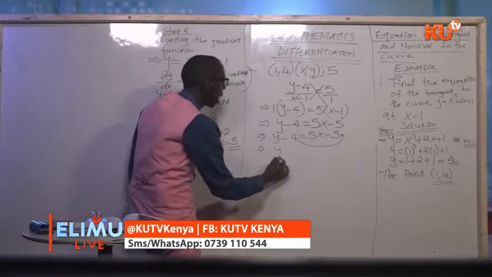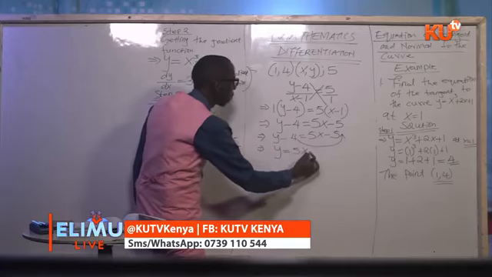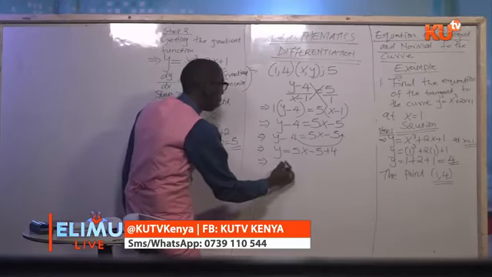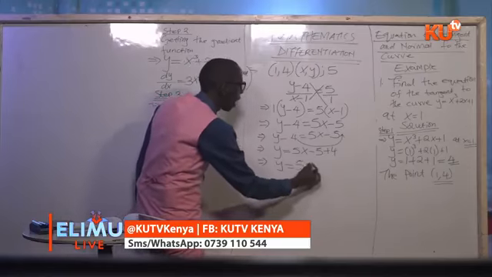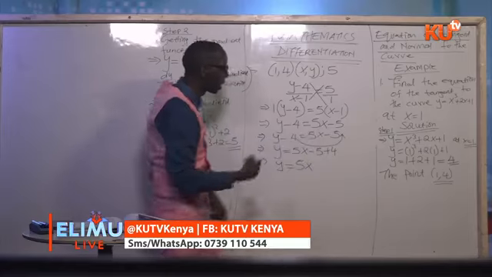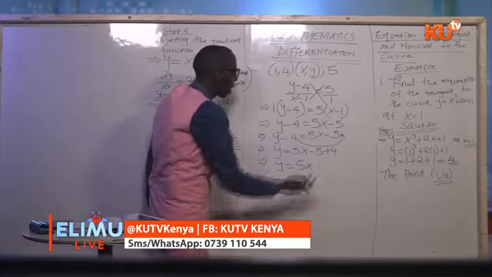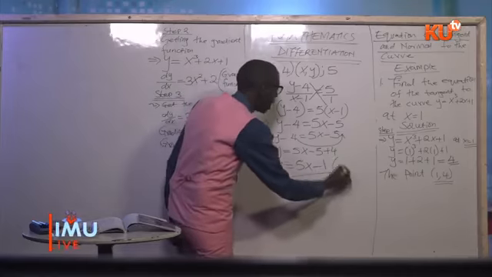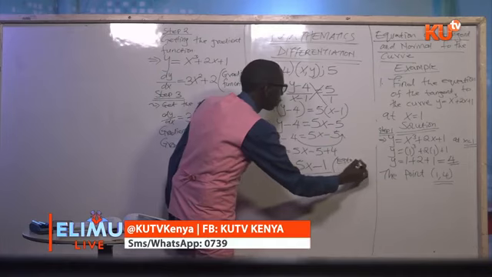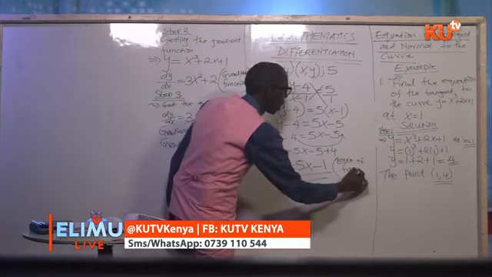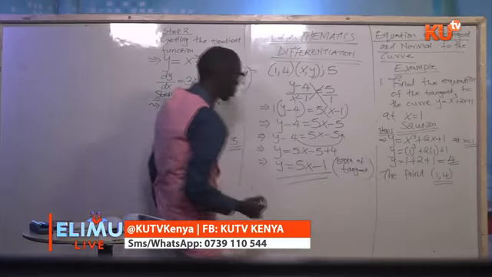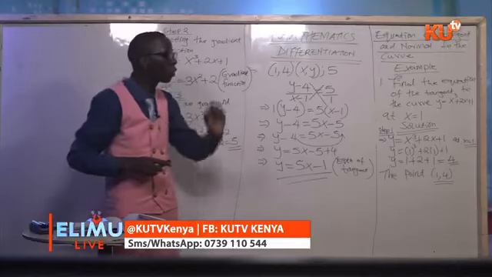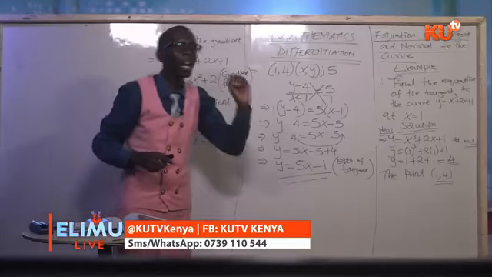You'll have your equation as y is equal to 5x minus 5 plus 4, and your answer will be y is equal to 5x minus 1, because negative 5 plus 4 is negative 1. So the equation of the tangent to the curve is y is equal to 5x minus 1. That is the equation of the tangent to the curve.